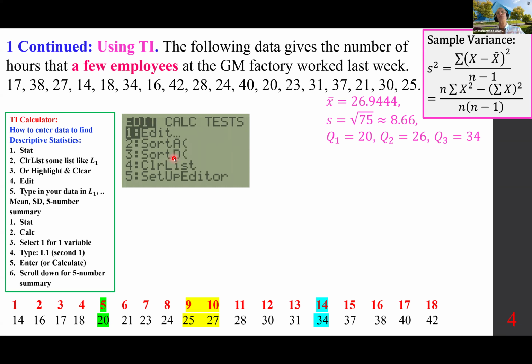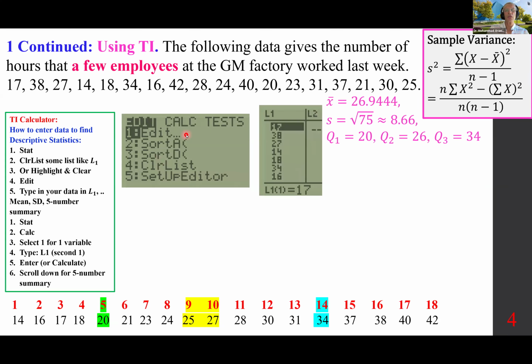If the list hasn't been used, you don't have to clear it. But just to be on the safe side, first clear it. Then you edit, okay, and you put in the numbers. So I put the numbers the way I received them, 1738 all the way to the end.